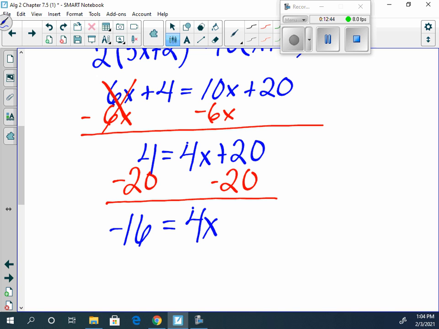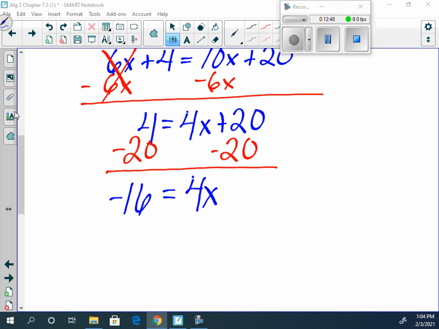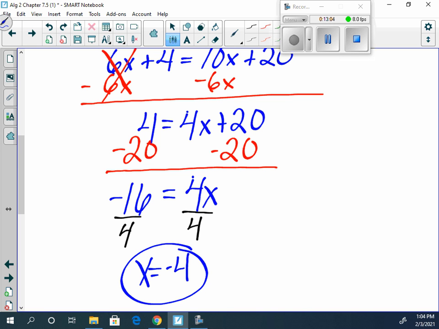And what can we do next? We can divide by 4. And if we divide both sides by 4, x is equal to negative 4. Well, is that one of our restrictions? No. So that is the solution for this here. And if we plug it back in to check it, it would work. We would get the same thing on both sides.